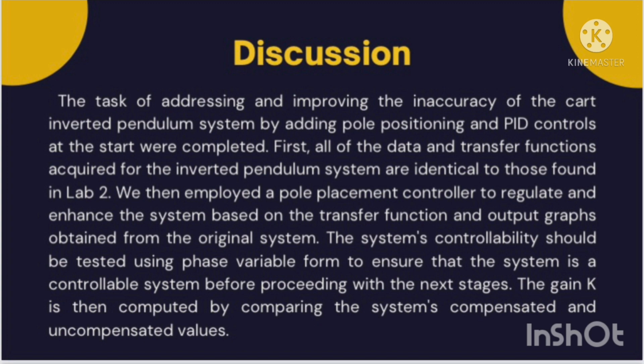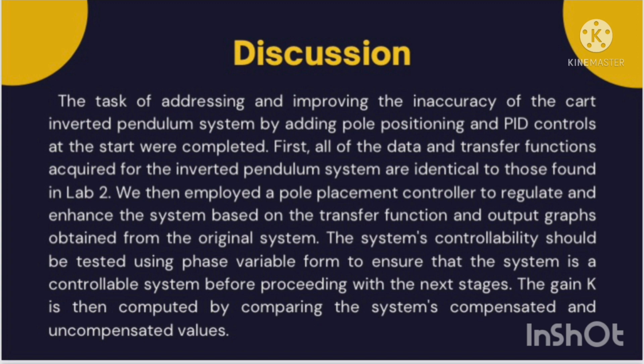The task that we were given of addressing and improving the inaccuracy of the car inverted pendulum system by adding pole placement and PID controls at the start were completed. First, all of the data and transfer functions acquired for the inverted pendulum system are identical to those found in Lab 2. We then employed a pole placement controller to regulate and enhance the system based on the transfer function and output graphs obtained from the original system.